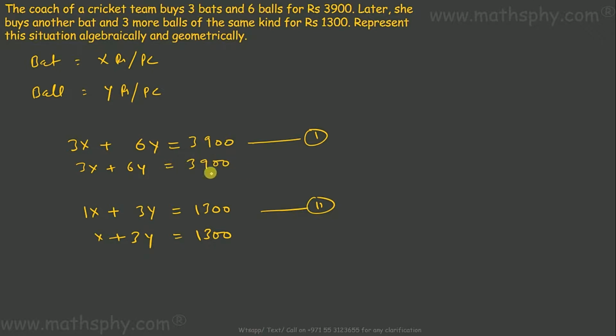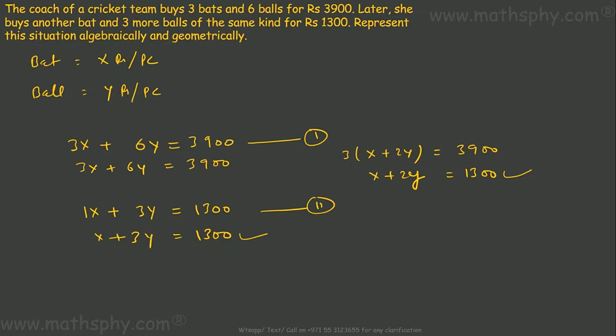Now it is x plus 3y equals 1,300, and this is 3x plus 6y equals 3,900. If I take 3 as common, this can be written as x plus 2y equals 1,300. So x plus 2y equals 1,300 is my first equation, and x plus 3y equals 1,300 is my second equation. So that's the algebraic representation.